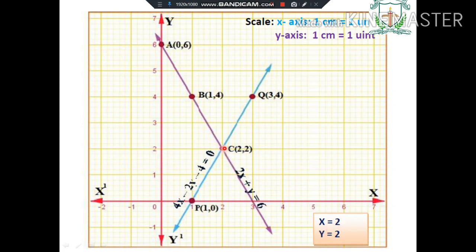From this point, draw dotted lines to the y-axis. From here, draw a perpendicular to the y-axis with a dotted line. We reach here 2. That means y is also 2. Dear children, y is equal to 2. When two lines intersect each other, the pair of equations will have one solution. We call it a unique solution.